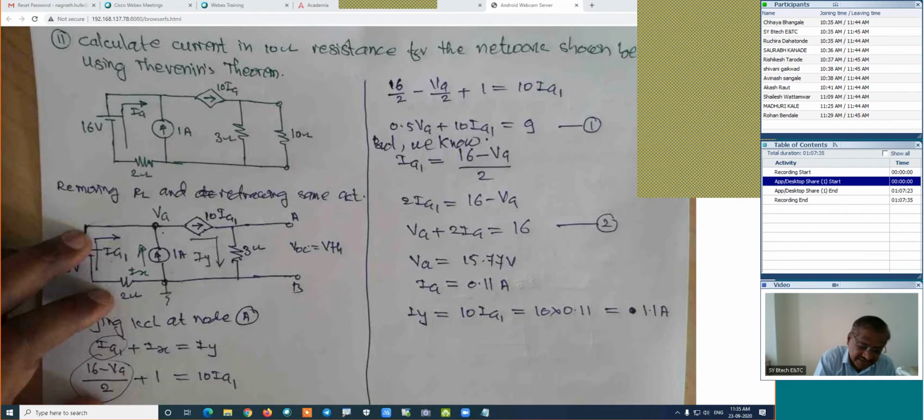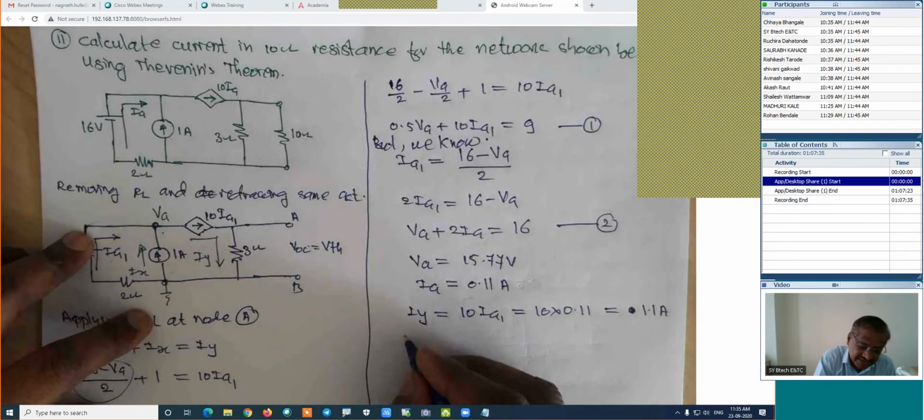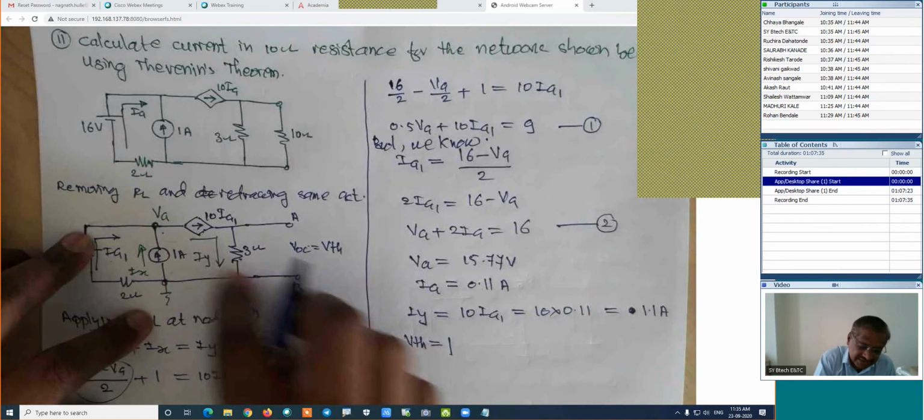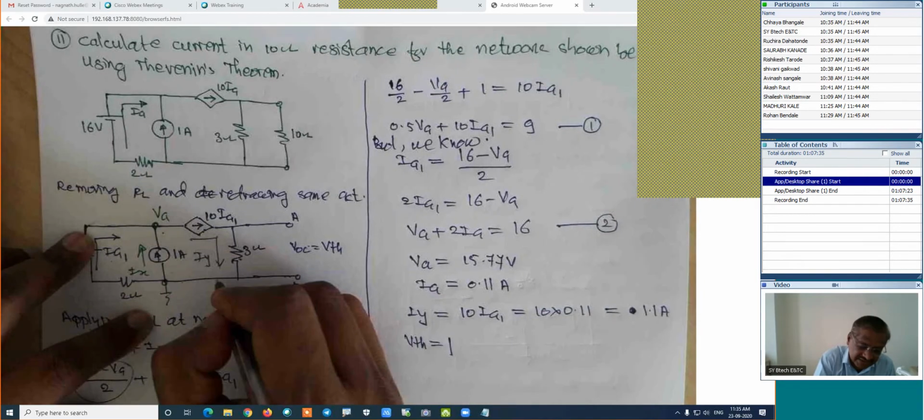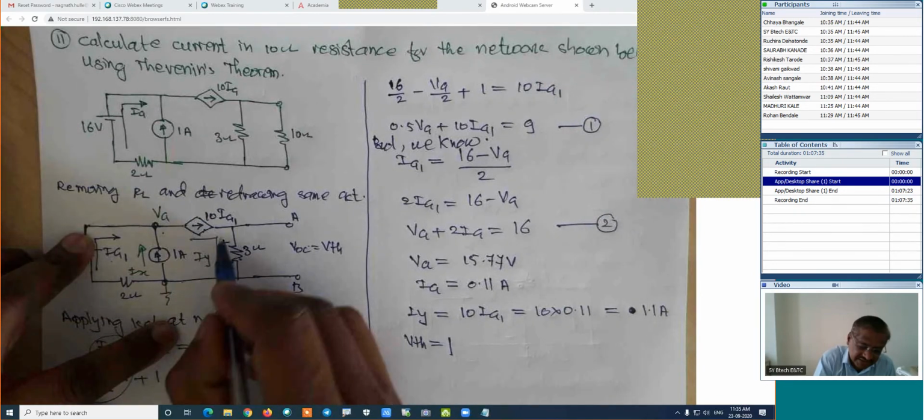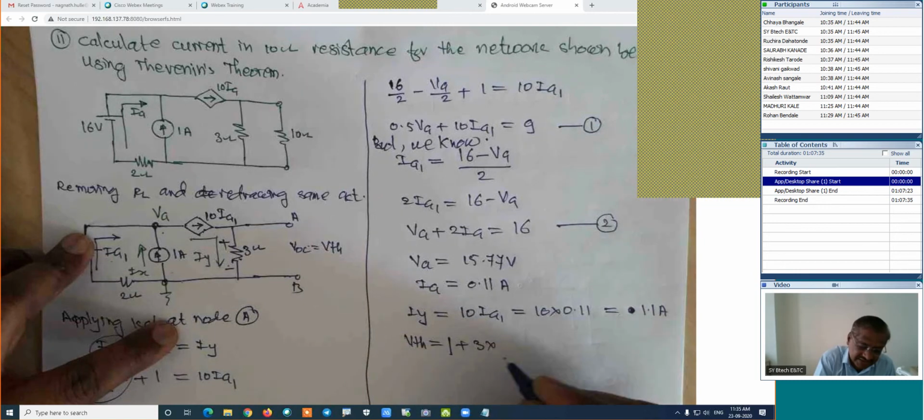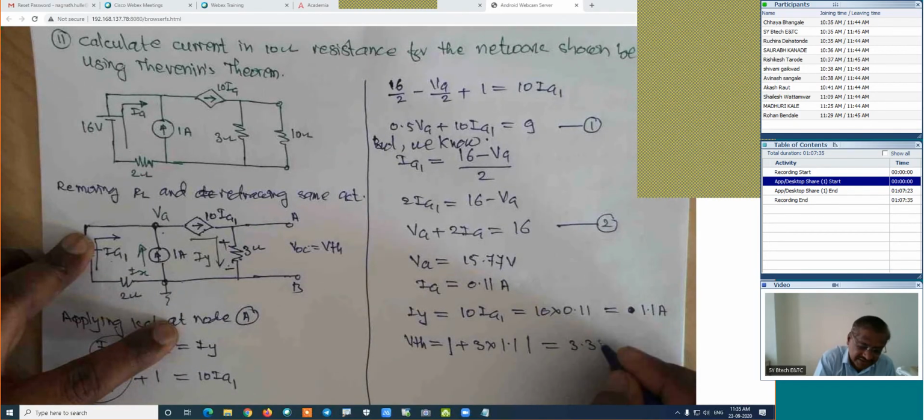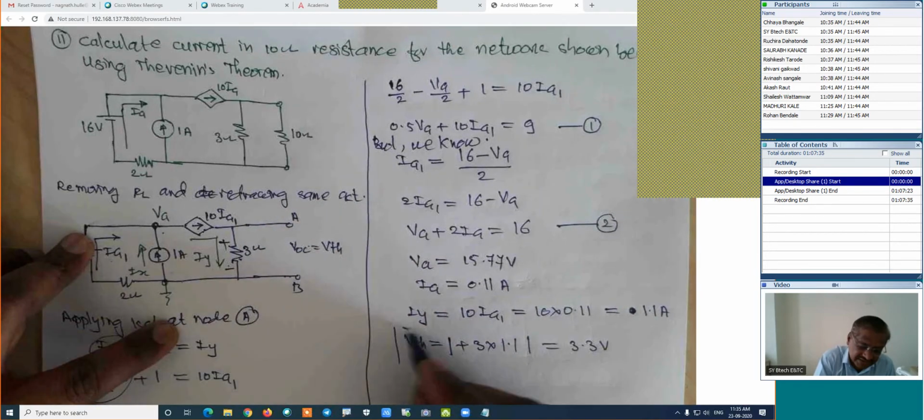If we know the IY, then find out the VTH, which is equal to the modulus value. We are traveling from B towards A. Here the current is downward, here plus, here minus. If we are traveling from negative to positive, which is a plus, its resistance is 3 and current is 1.1 ampere, which is nothing but 3 into 1.1. This is 3.3. Is it right? 3.3 volt is the value of VTH.